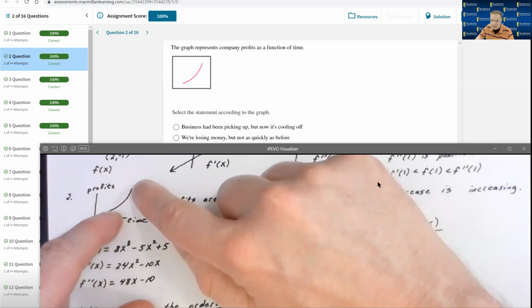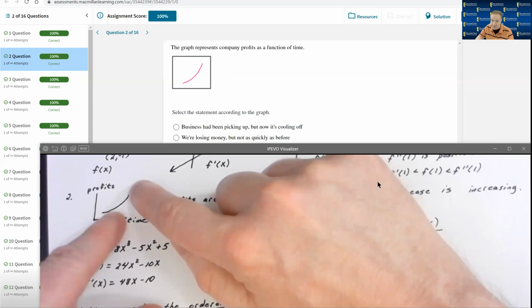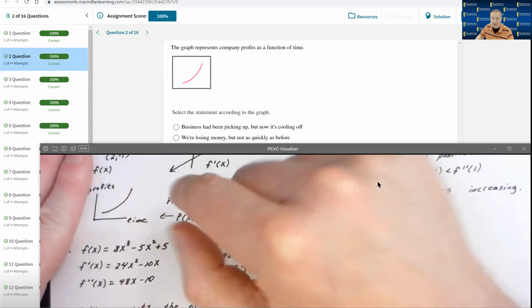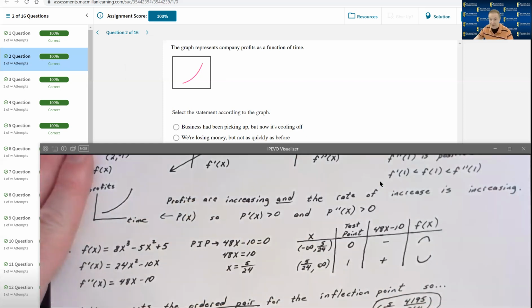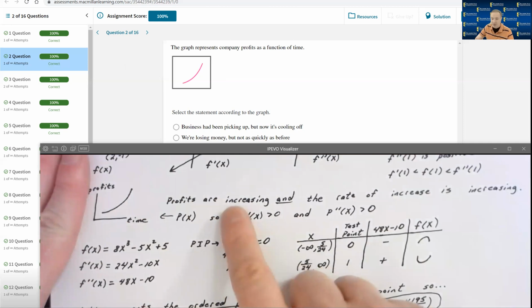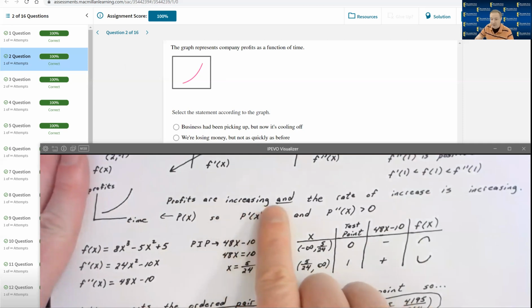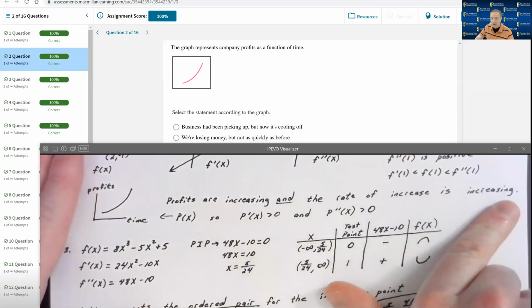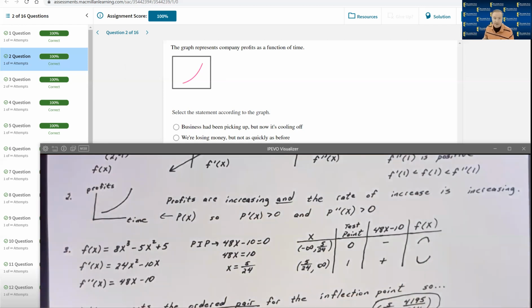Both are positive, but the slope here at the end is steeper than the slope here at the beginning. Well, that tells you that not only are the profits increasing, but the rate of increase of the profits is increasing. So that's what I put here in my statement. Profits are increasing and the rate of increase is increasing. So you say, well, this is an extremely good scenario for this business then, because hey, everything's going great. And as time moves on, it's just getting better and better and better.